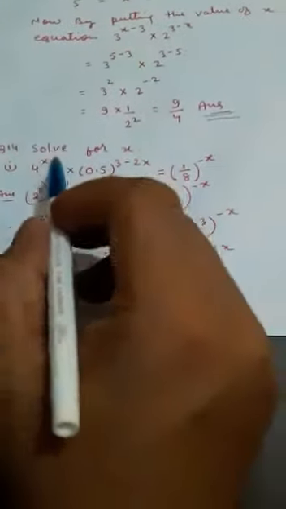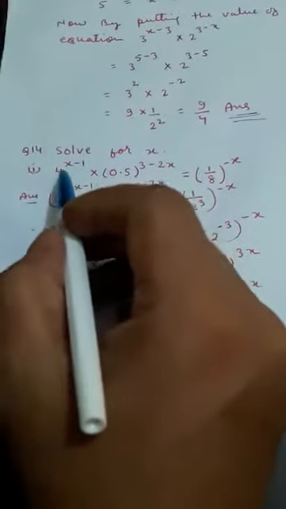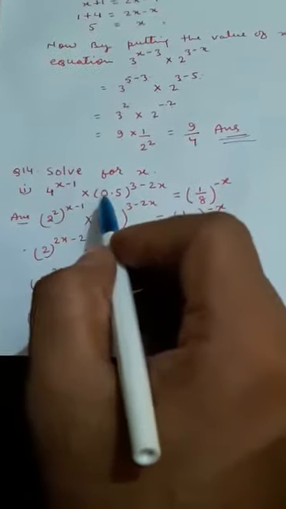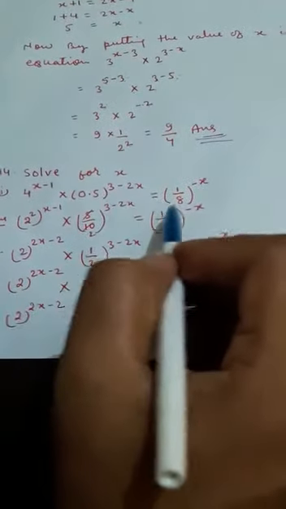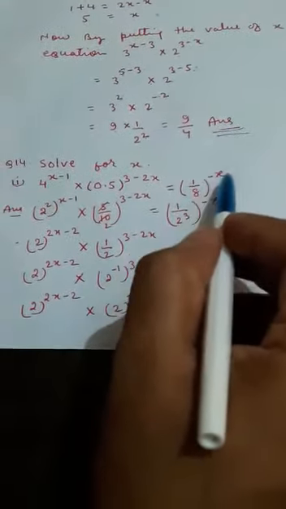Let us see the next one, question number 14. Solve for x. 4 power x minus 1 into 0.5 power 3 minus 2x equals 1 by 8 power minus x.